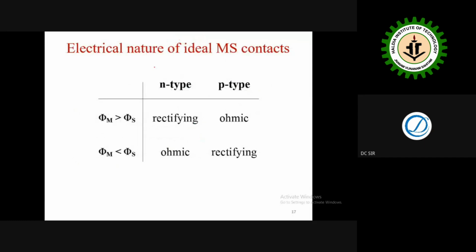So the electrical nature of an ideal metal-semiconductor contact, that is N type and P type, when making a junction with the metal: if phi m is greater than phi s, then metal with N type behaves as rectifying, and metal with P type behaves as ohmic. If phi m is less than phi s, then metal with N type behaves as ohmic, and metal with P type behaves as rectifying. All the points are very important.